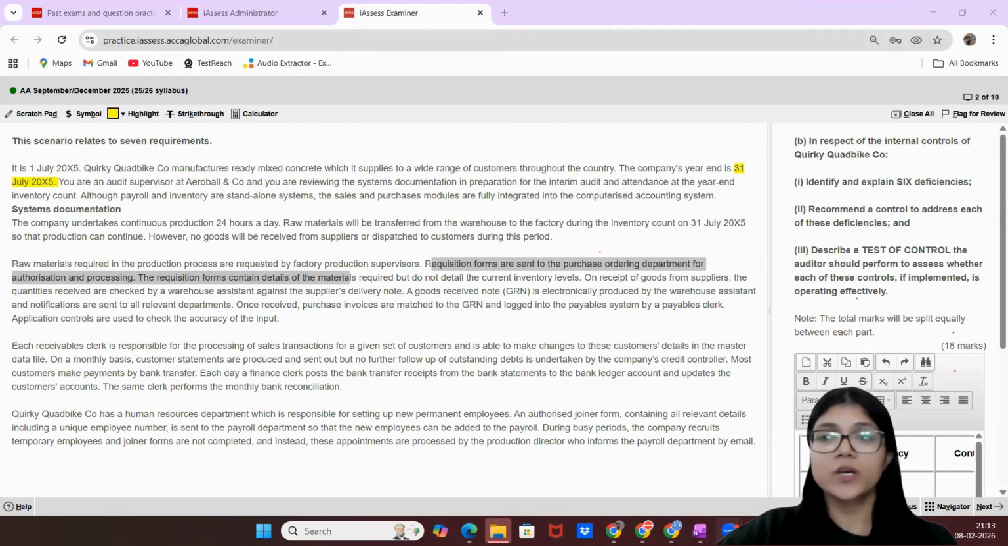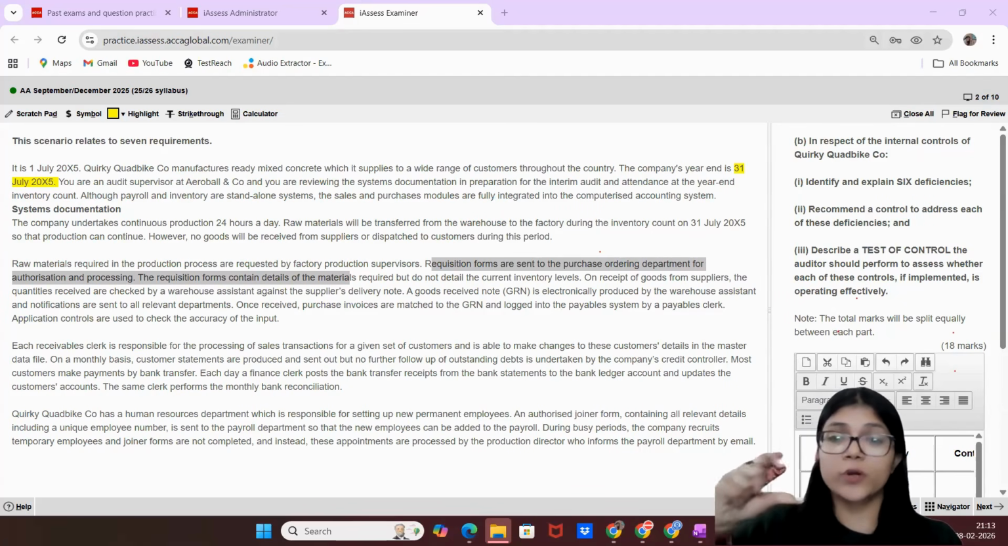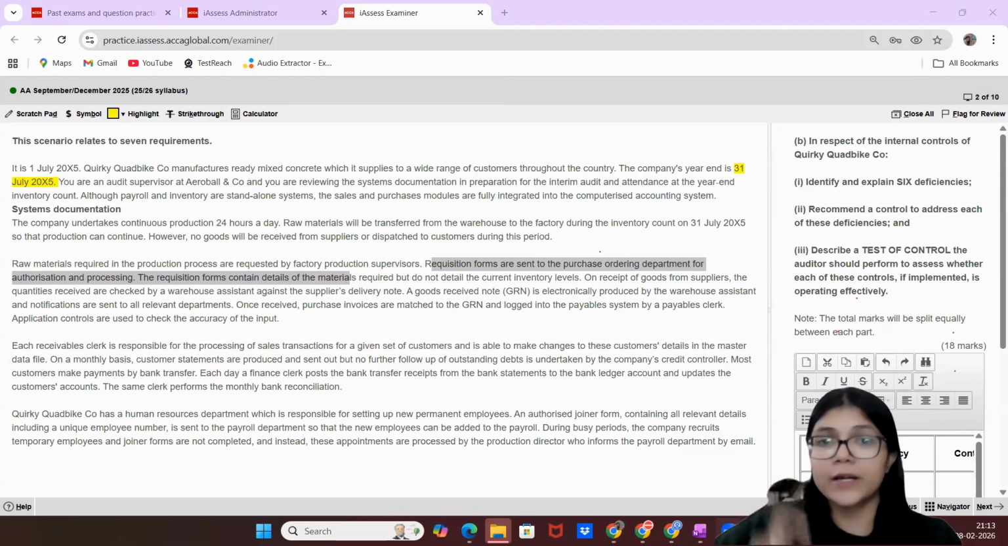Perfect. Thank you, Dinesh. So yes, requisition form is basically a request form. In simple language, it would be a request form, wherein the production supervisor, if he wants some raw materials or whatever materials he wants to have, is going to make a requisition form. He is going to make a request to the centralized purchasing ordering department of the company. And then the purchasing order company is going to go to the suppliers and order the products which the company needs. So that is your requisition forms.